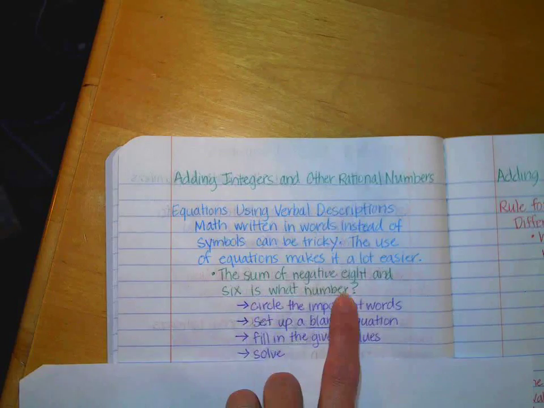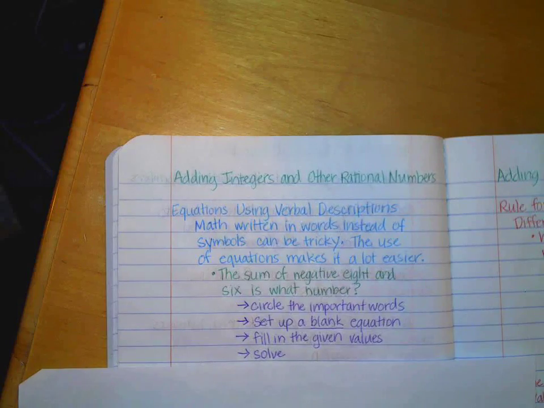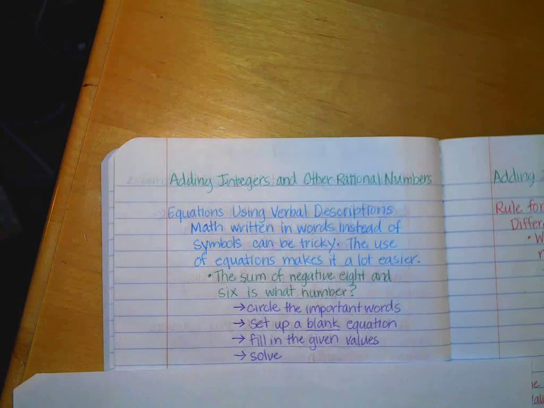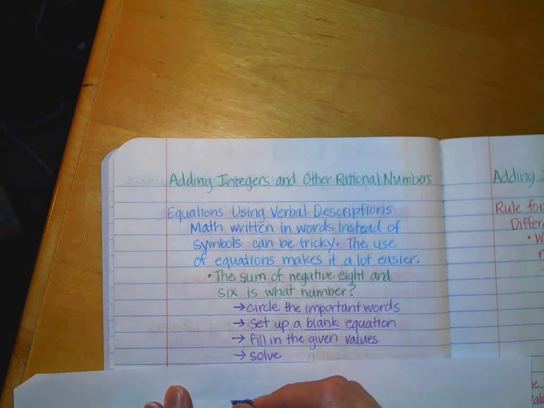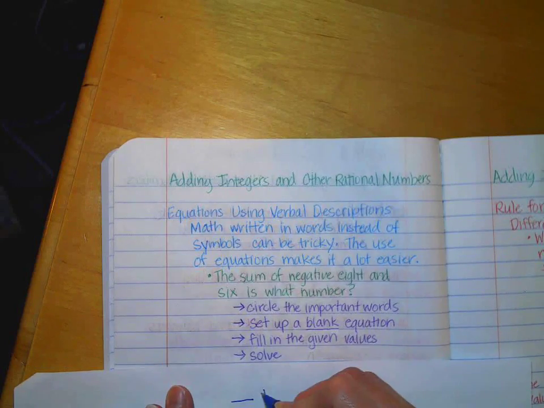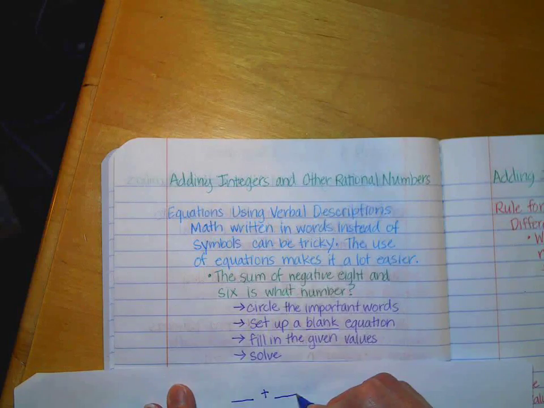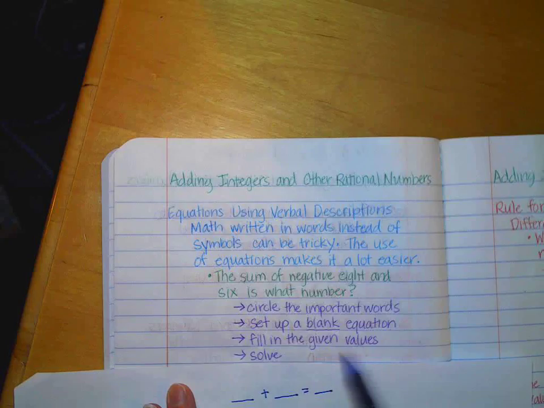Is in math always is the equal sign, so that one's important. What number? Leave a blank. We don't know. Okay? So we circled all the important words. The next thing that you need to do, and we talked about this a little bit on Monday's class, is set up a blank equation. Setting up a blank equation is when you use blanks. And since this is the sum, we know that we need to have blank plus blank equals blank. That's what it means right here when it says set up a blank equation.